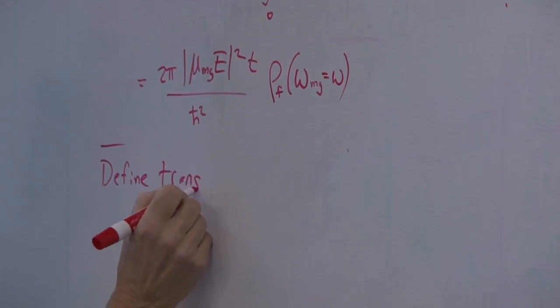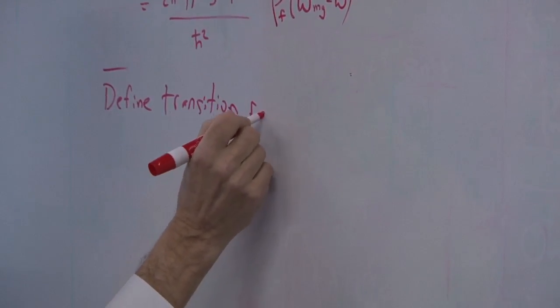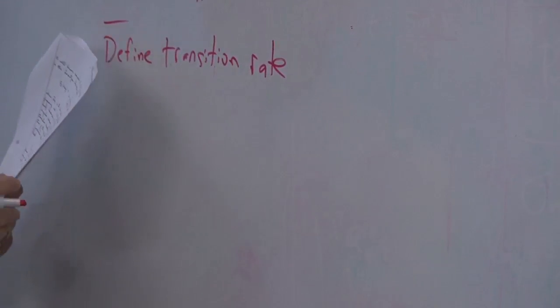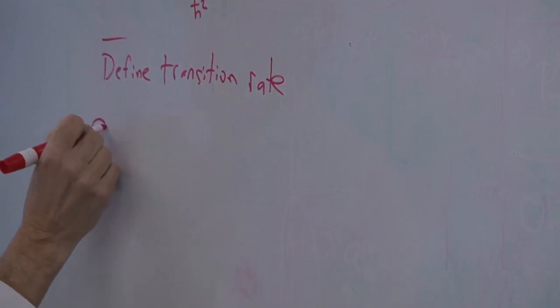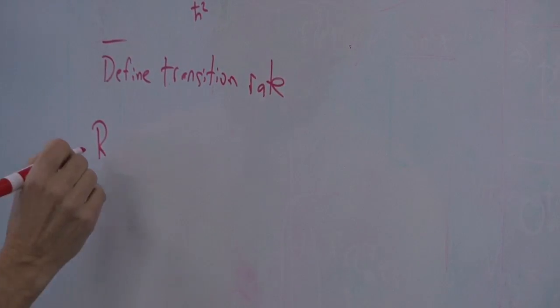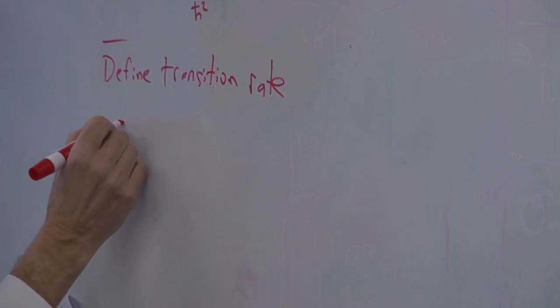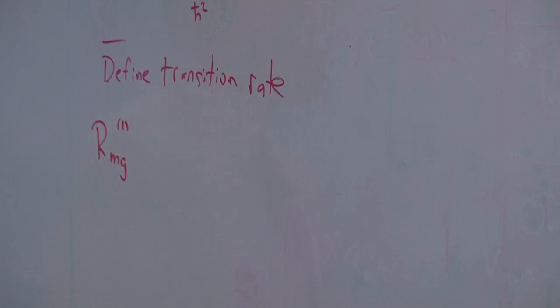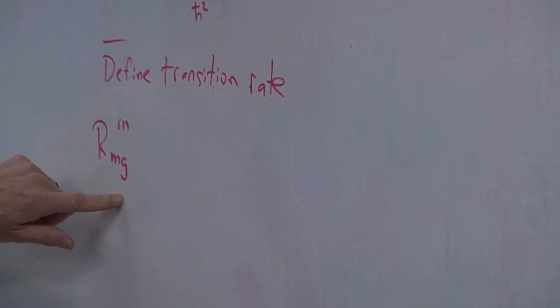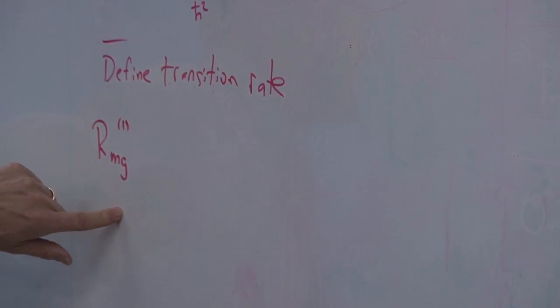We can now define a transition rate. So we can call this R, m from g. I'll use the convention of quantum mechanics that you read right to left, as in some other languages. You're supposed to smile, right? So you start in level g, you end up in level m. So we will write it in this form here.